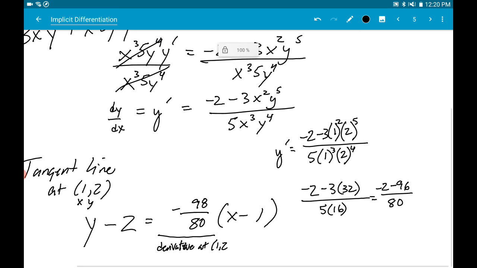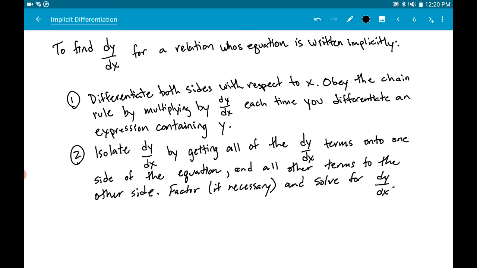Whew, I'm out of breath, guys. All right, last page. You can pause the video if you want to, but here's your summary if you need it. To find dy dx for an implicit relation, you differentiate both sides with respect to x and obey the chain rule by making sure you include that dy dx, also known as y prime, each time you differentiate an expression containing y. And then you're going to isolate dy dx by getting everything that has a dy in it on one side and everything else to the other side. And then sometimes you'll have to factor.